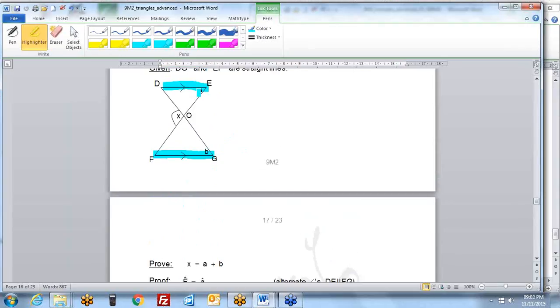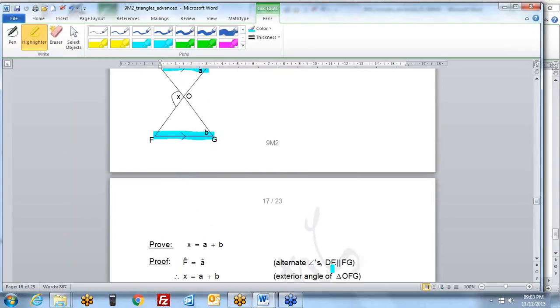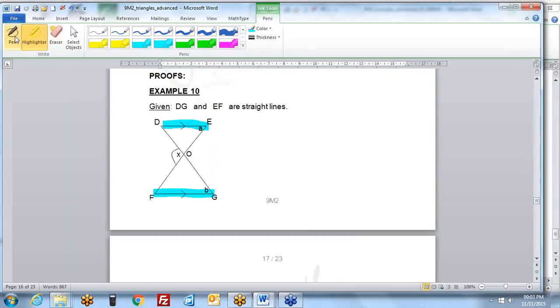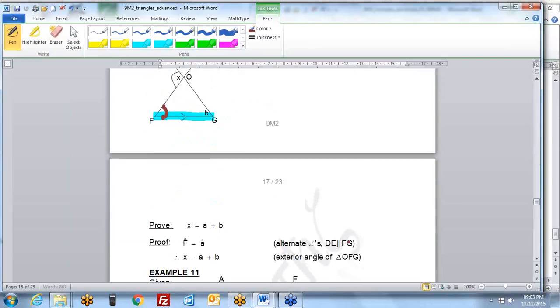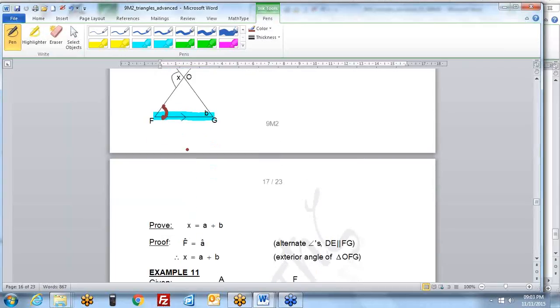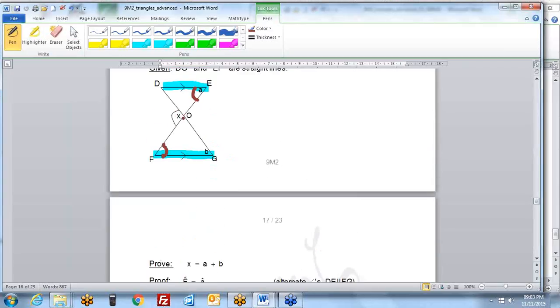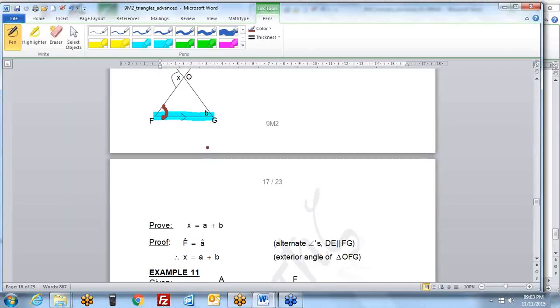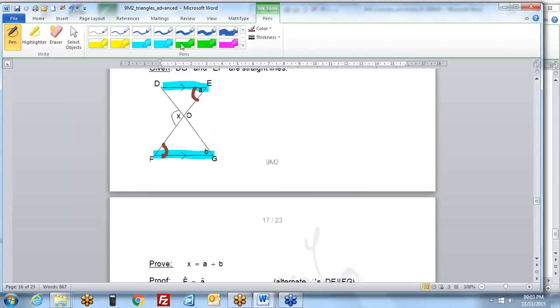angle F equals angle A. Alternate angles. DE is parallel to FG, so we can clearly see that this angle is equal to that one in size. Alternate angles of a triangle, and then line DE is parallel to FG, and then X will then be the exterior angle of triangle OFG. Right, so let me highlight that triangle quickly.